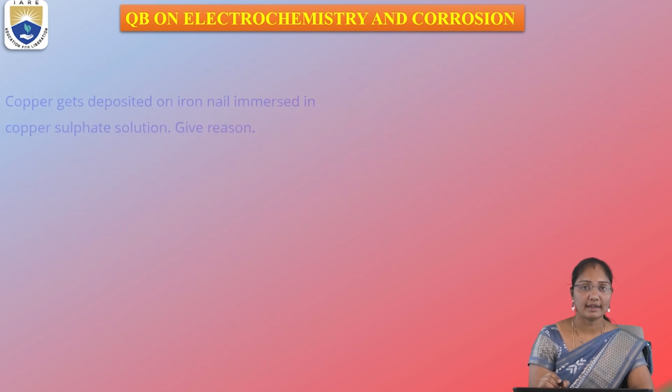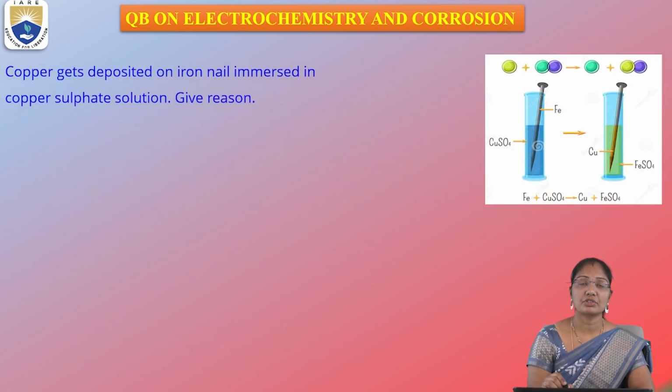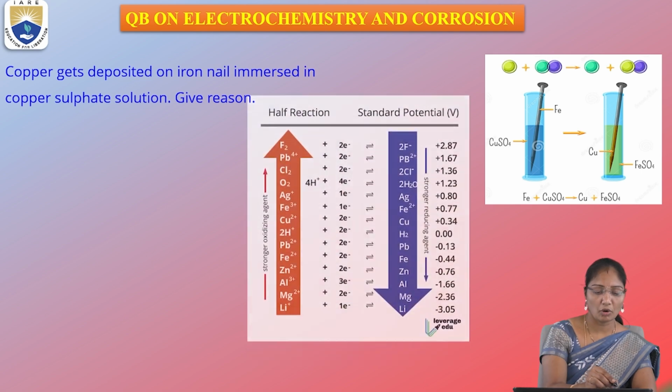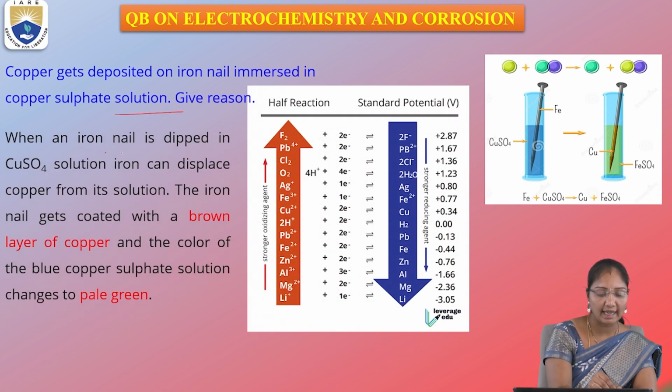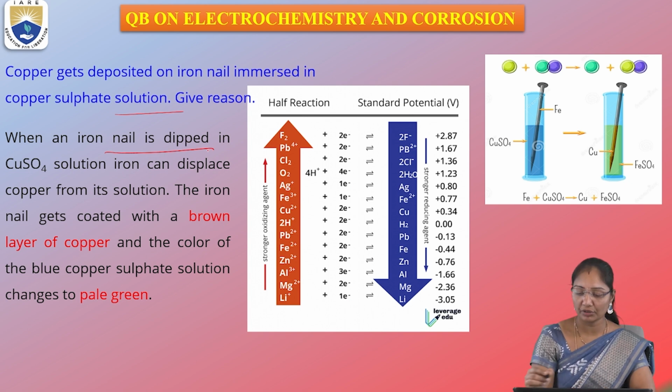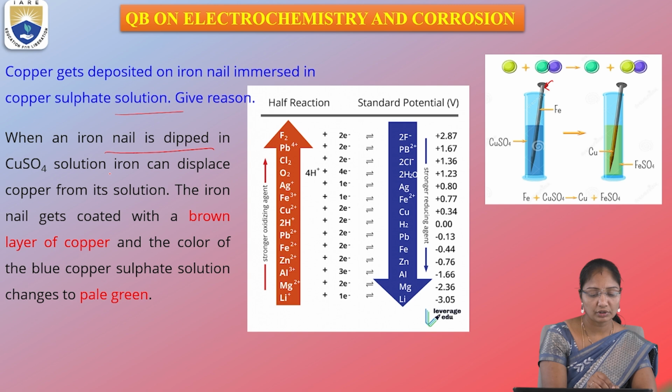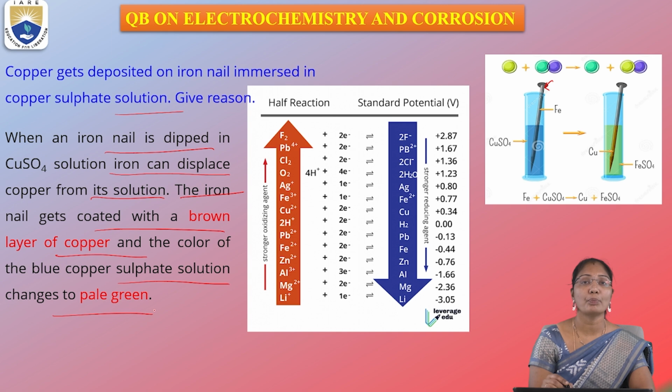So coming to another question: why does copper get deposited on an iron nail immersed in copper sulfate solution? When an iron nail is dipped in the blue colored copper sulfate solution, the iron can displace copper ions from the solution. So the iron nail gets coated with a brown layer of copper, and the blue color of the copper sulfate solution changes to pale green.